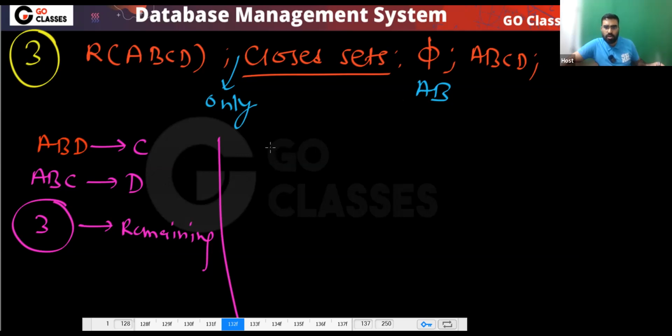Now let's come. AB is closed. So can I say AB will determine something new? AB is closed, so no, it will not determine something new. Something interesting is coming. What about AC? Will it determine something new? Yes, it will determine something new because this is not closed.